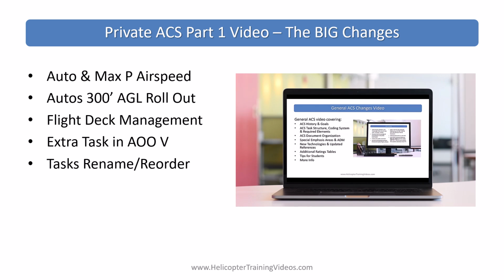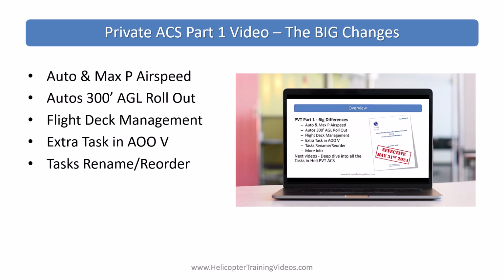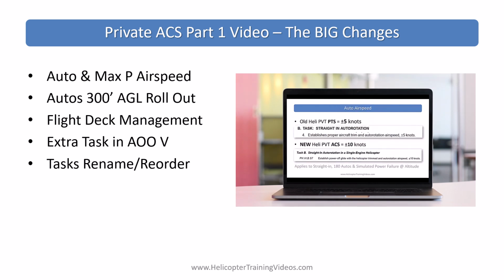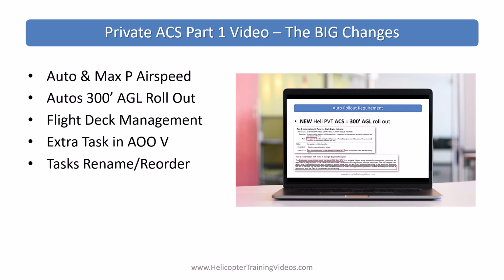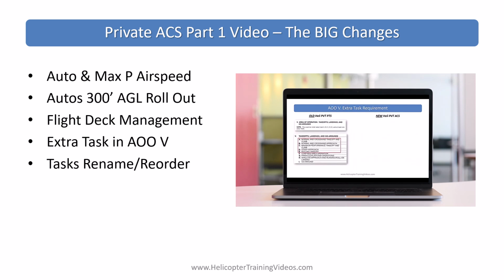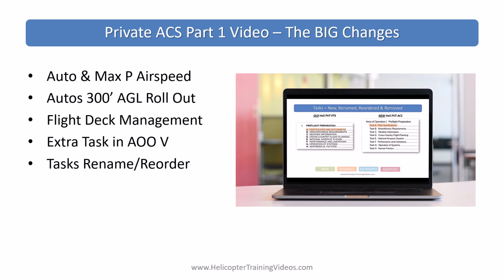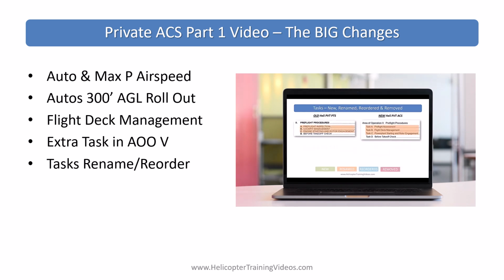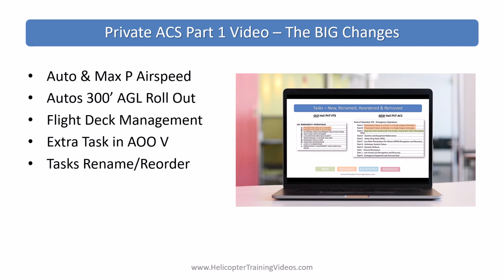Like I said earlier, this is the third in a series looking at the private helicopter ACS. So if you haven't already, check out part 1, which covers the big changes to the private pilot ACS, covering changes to autorotation and max performance airspeeds, as well as the requirement to have wings level or rolled out by 300 feet AGL when you're doing autorotations with turns, the new flight deck management task and its extra bonus fail, as well as the extra tasks in Area of Operation 5, and a full rundown on the tasks that have been renamed and reordered.